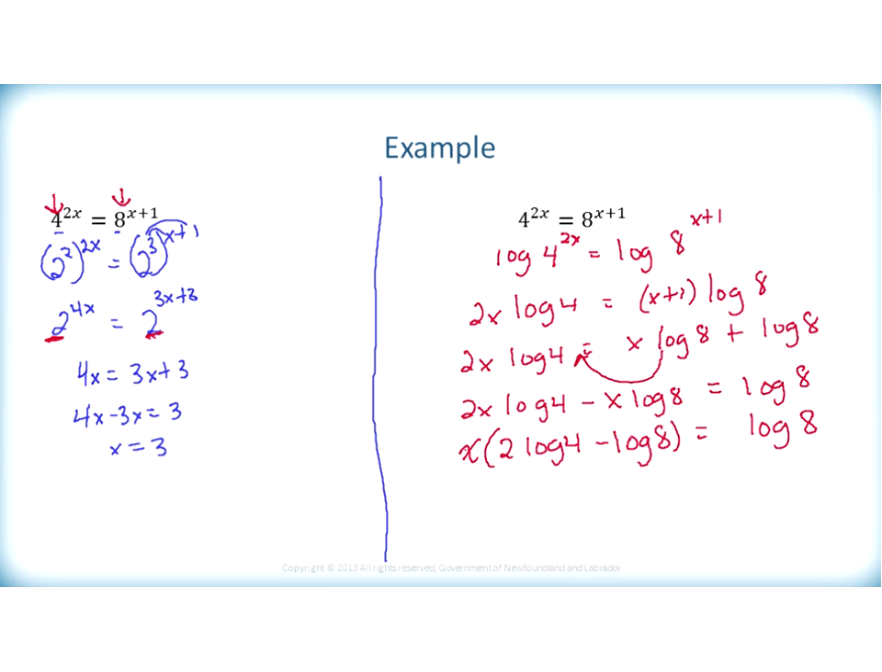And now we want to get x by itself. We're going to isolate x to solve. So we're going to divide both sides by 2 times log 4 subtract log 8. x will equal log 8 over 2 times log 4 subtract log 8. And when we use our calculator to compute this, this will also give us 3.